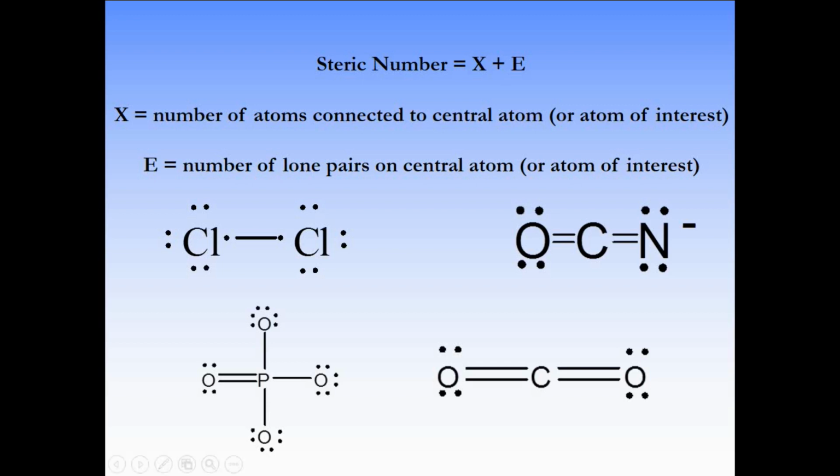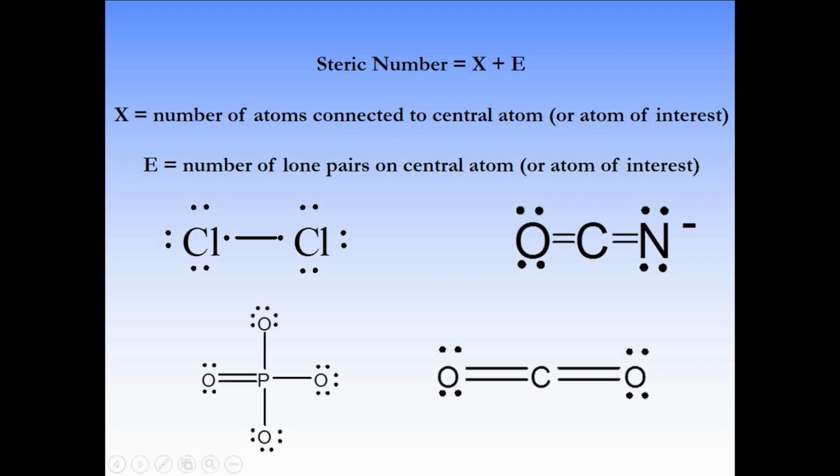So if we look over here at the chlorine molecule, Cl2, and we'll pick this particular chlorine atom over here. If I was going to calculate the steric number for this particular chlorine atom, I would recognize it is attached to one other atom, so X is equal to 1. And that chlorine atom has 3 lone pairs, and because of this, I would calculate that chlorine atom to have a steric number of 4. 3 plus 1 is 4.